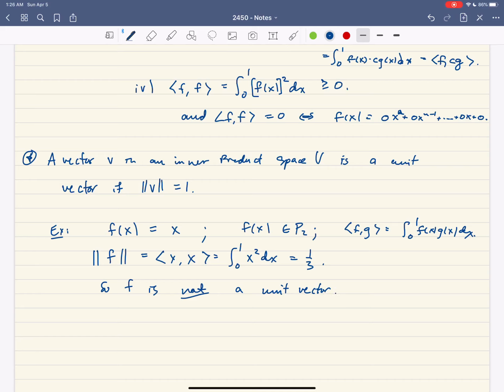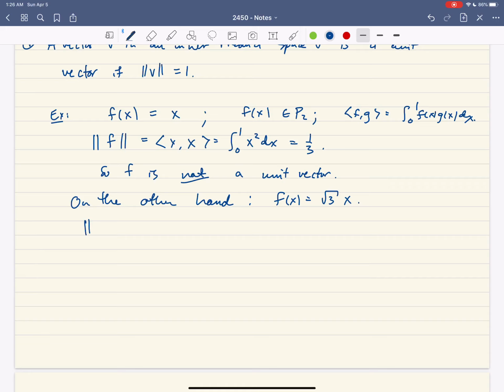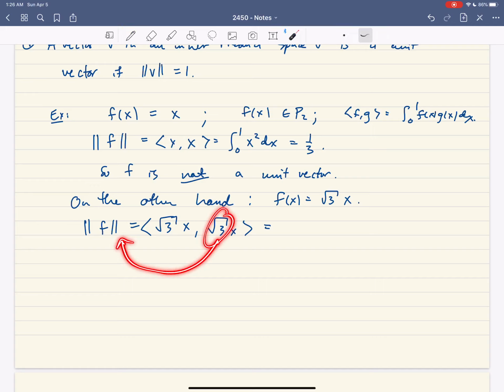On the other hand, if I were to look at, say, square root of 3, so f of x is square root of 3 times x, that will be a unit vector because the magnitude of f is going to be the inner product of square root of 3 times x, square root of 3 times x. And then we can do one of two things here. We can bring this square root of 3 outside. That's going to be square root of 3 times whatever this first component was.